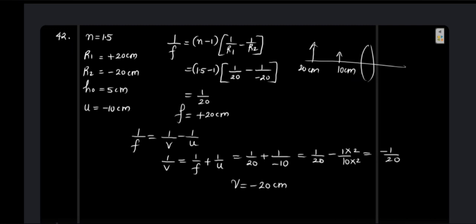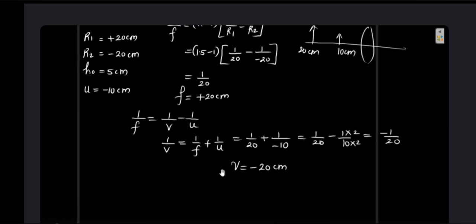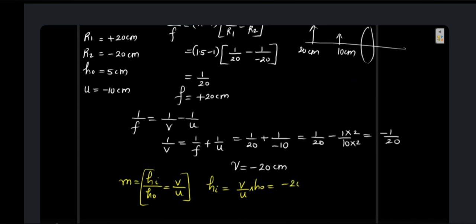Okay, so here now we have to state the nature. So nature is what we told. We have to state the size of the image also. So we can use the magnification formula. M is equal to size of image upon size of object, which is equal to V upon U. So size of image is going to be equal to V upon U multiplied by h naught. So V is minus 20, U is minus 10, multiplied by height of the object, 5 centimeters. So here it is going to be 2 times 5, so 10 centimeters. So if you see, the image is magnified, because it is 10 and the object was 5 centimeters.